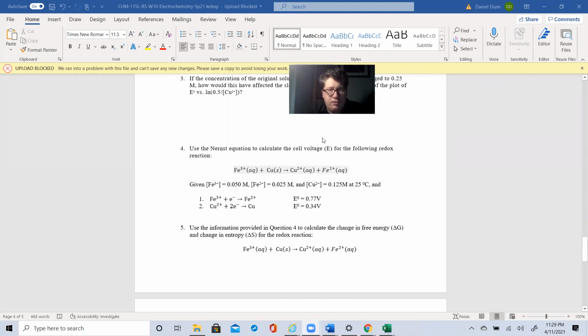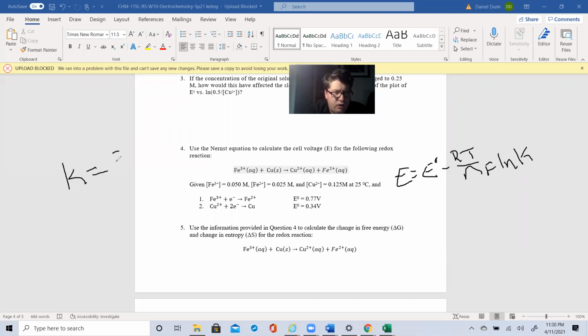Okay, you're going to use the Nernst equation. So that's going to be E naught minus RT over nF times ln of K, or Q, whatever you want, but K. Remember that K is the concentration of all your products over the concentration of all your reactants. You notice that copper solid, does it have anything? It doesn't do anything. Boring. Okay, next is E naught.